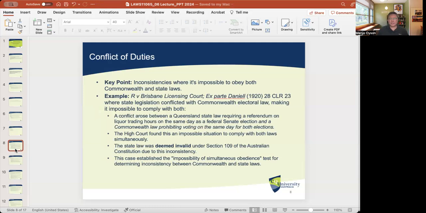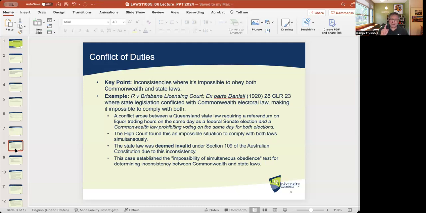Let's look at an example of conflicts of duties, where it may be said that it is impossible to obey both Commonwealth and state laws. So one of the cases, as we know, is Regina and the Queen and Brisbane Licensing Court, ex parte Daniel, which was a case decided by the High Court in 1920. So this was prior to the Engineers' case.